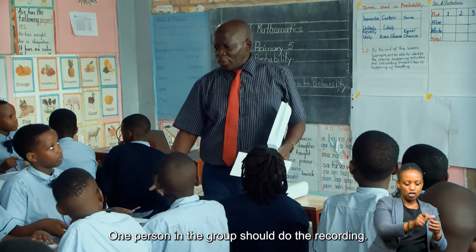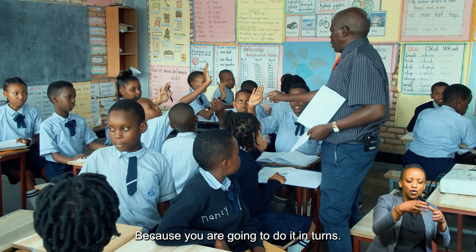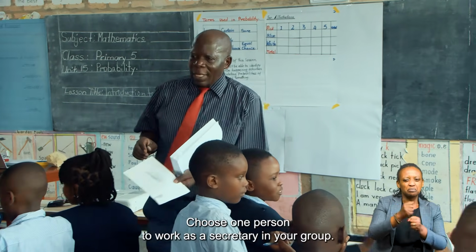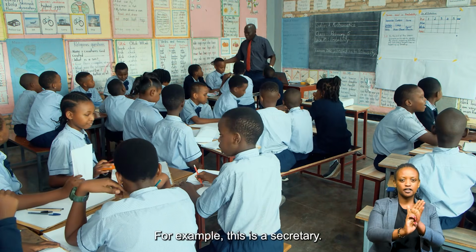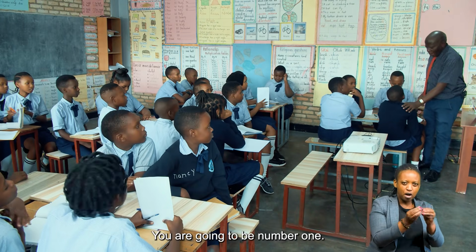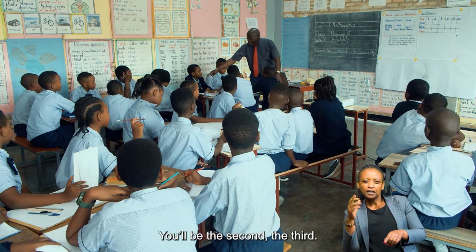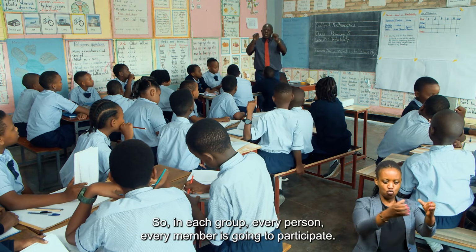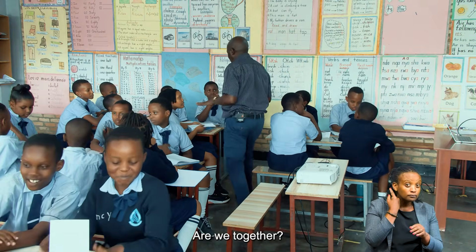Now, let's do it this way. One person in the group should do the recording, because you are going to do it in turns. Choose one person to work as a secretary in your group. For example, this is the secretary. So the secretary is not going to be playing. You are going to be number 1. You pick number 1, then you pick number 2. You'll be the second, the third, then the fourth, then the fifth. Are we together? So in each group, every member is going to participate.